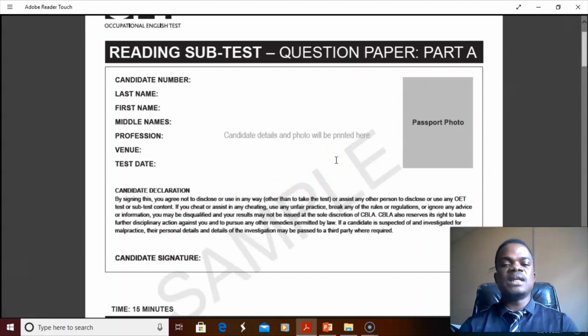Immediately after the 15 minutes, the answer booklet and the reading text will be collected from you. So you will not have any time to adjust your answers or to correct mistakes that you have made. So you have to use that 15 minutes judiciously. We'll come back to how you can maximize your time effectively.